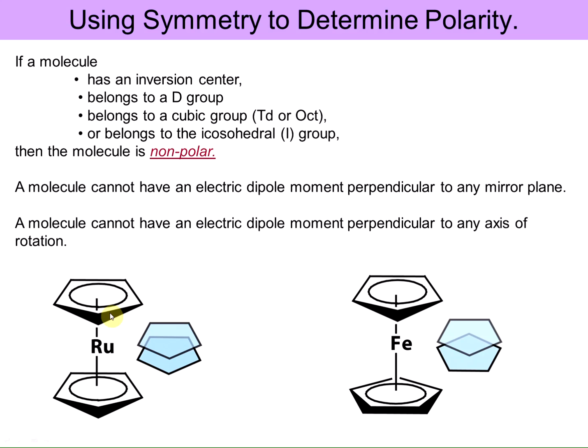And a molecule cannot have an electric dipole moment perpendicular to any axis of rotation. Again, just to reemphasize, a molecule that is nonpolar either has an inversion center, belongs to a D group, or is either tetrahedral, octahedral, or icosahedral. So if any one of those conditions is met, then the molecule is nonpolar.